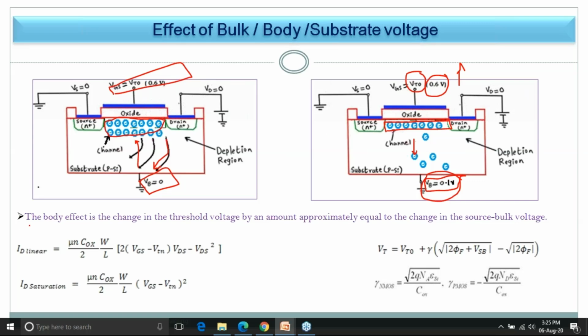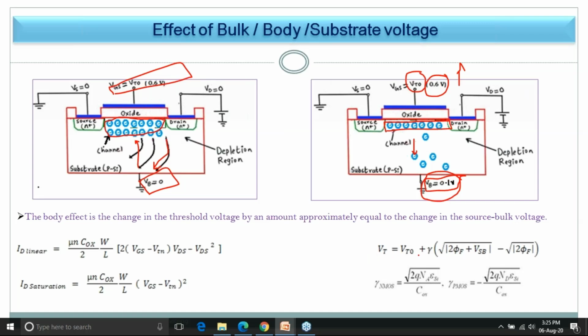So here it is mentioned the body effect is the change in threshold voltage. It is change in threshold voltage by the amount approximately equal to change in substrate to bulk voltage. Now this can be defined by this particular equation.